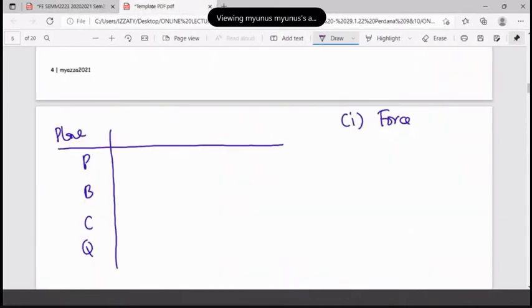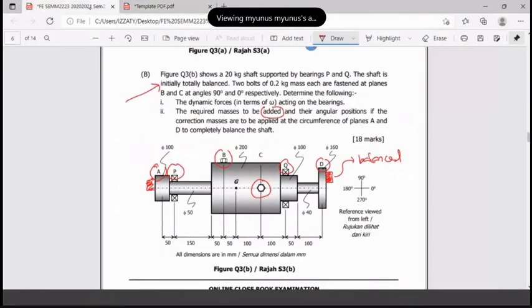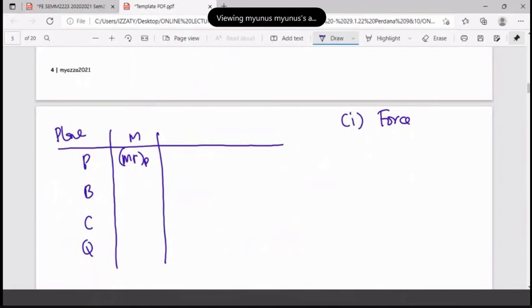Then you have mass, as usual. This is not our concern. You have M up, P. This is our concern, B. What does B give you? 0.2. This one is added, because you fasten this extra mass, added mass. So you have 0.2. Both are 0.2, right? Yes, two bolts, 0.2. The other one is also 0.2.